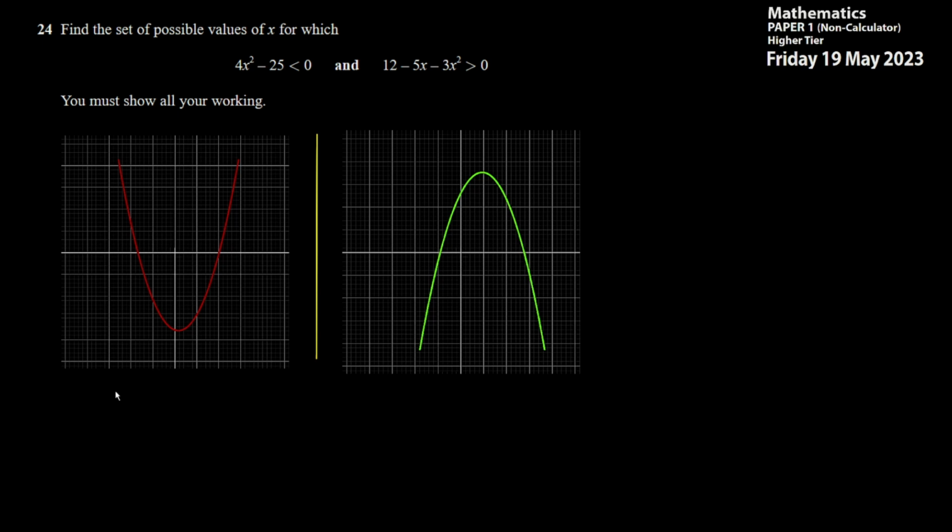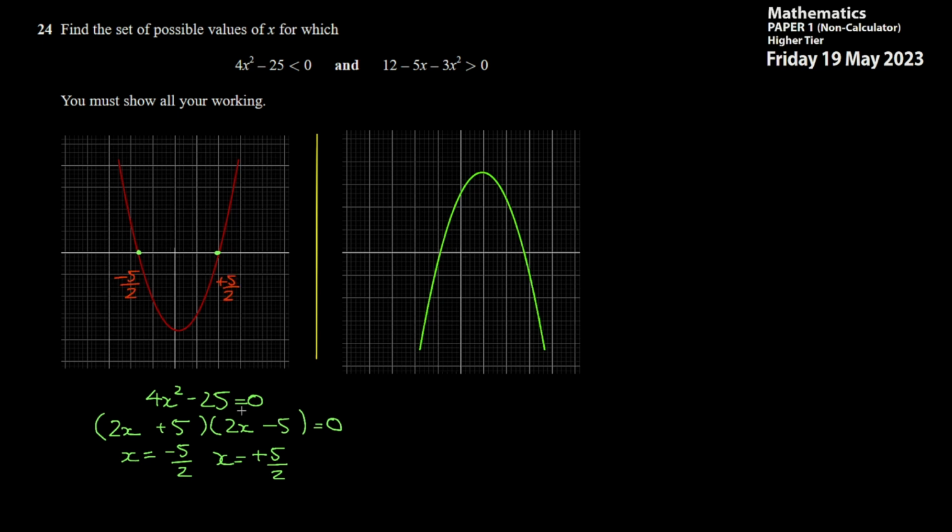Okay, let's have a look at this first one. Let's say for the moment it equals 0. What we're doing is finding this point and this point. Having got rid of that inequality, I can factorize this. This is an easy factorization to (2x + 5)(2x - 5). So x is going to equal negative 5/2, and x is going to equal positive 5/2. So we can put these 2 points on the graph.